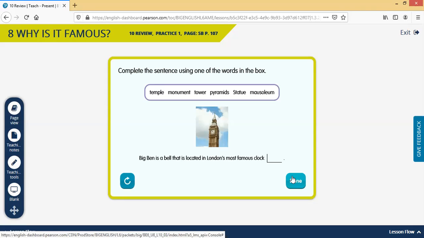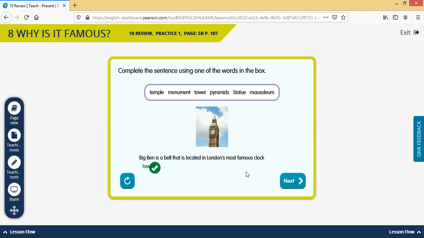Big Ben is a bell that is located in London's most famous clock. What is that? Is that a clock monument, a clock temple, a clock tower? Let's say it's a tower. Big Ben is a famous clock tower.